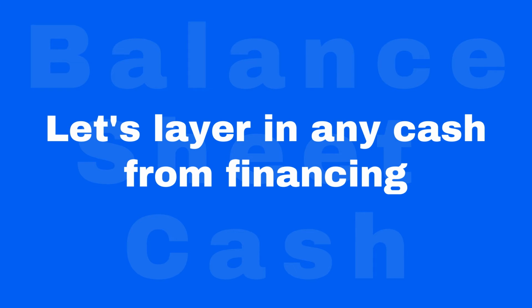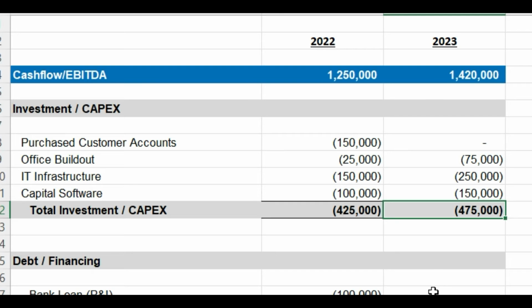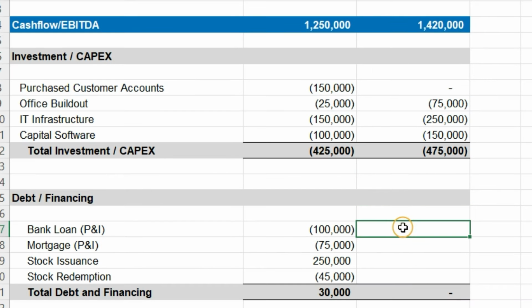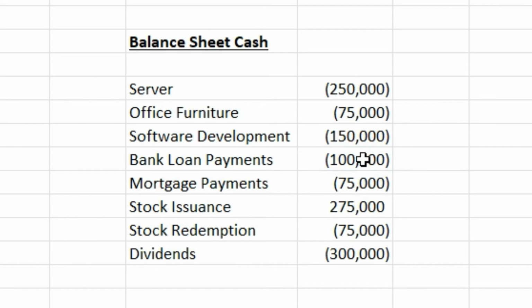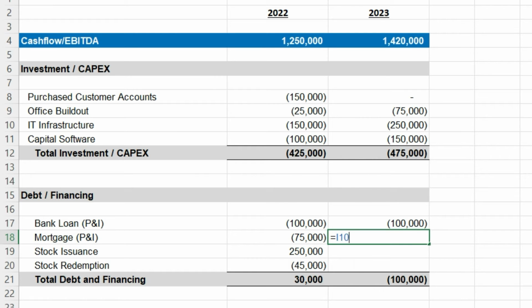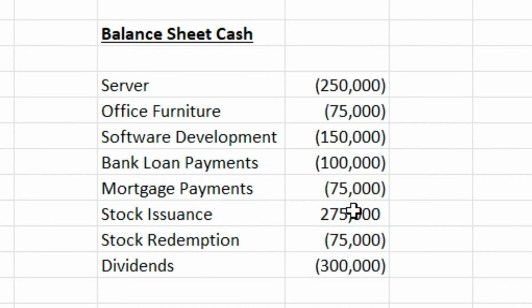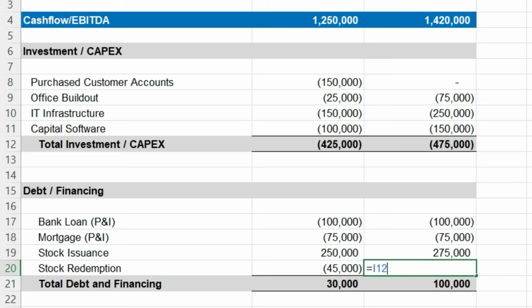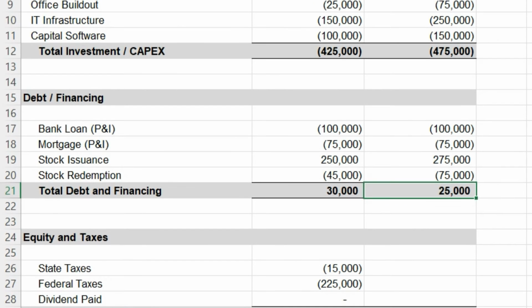Now that we've layered in our capital expenditures, we now need to layer in our financing costs. There are going to be two main categories in your financing costs. One is your debt. Have you taken any debt out? You've received cash from a bank or maybe some bondholders, or have you repaid any debt back to the bank or the bondholders? Next, have you issued any stock to raise cash? Have you redeemed any stock to treasury? This is where you want to reflect that activity.